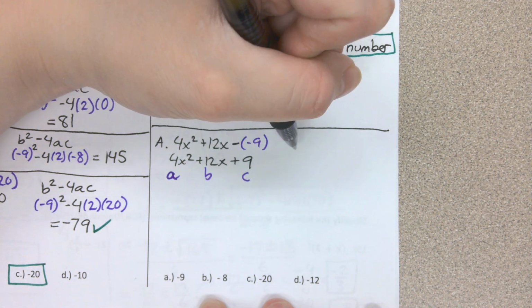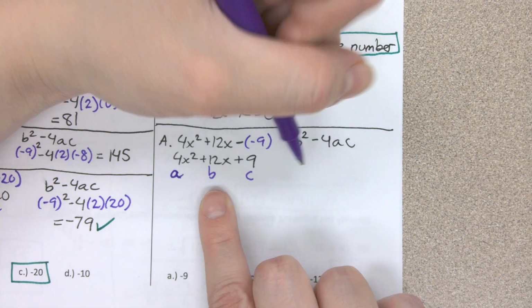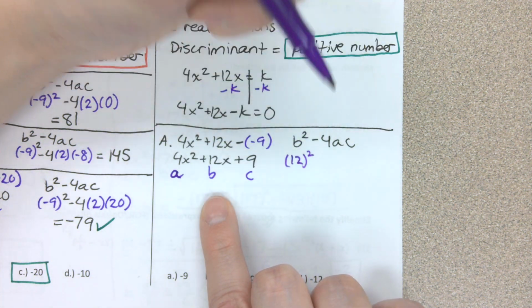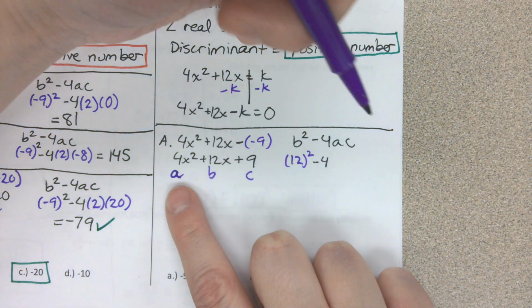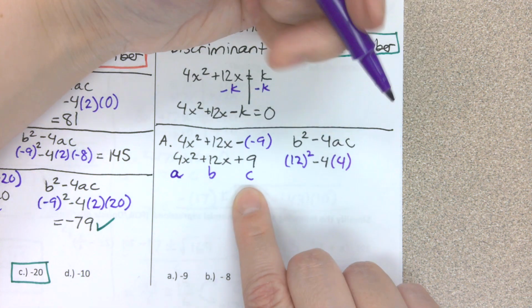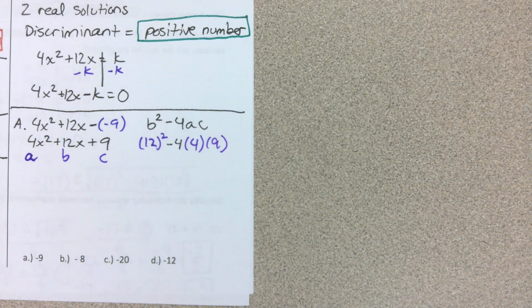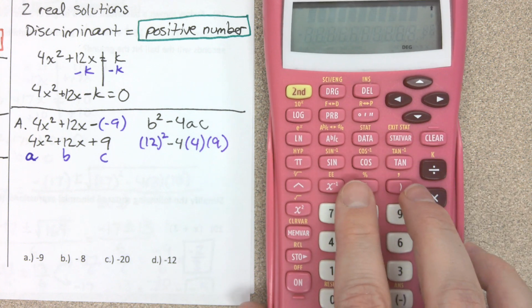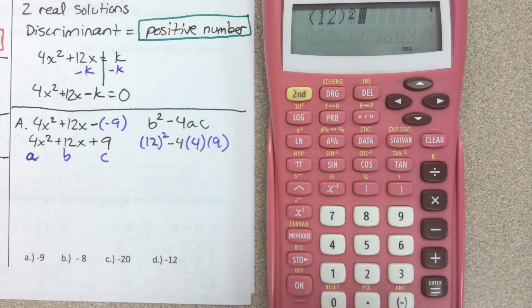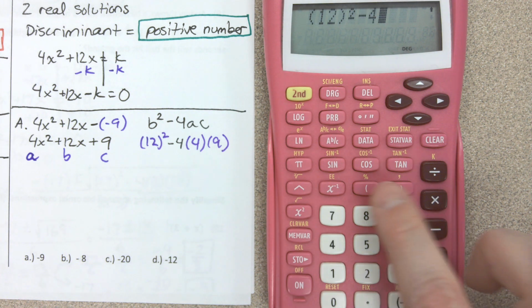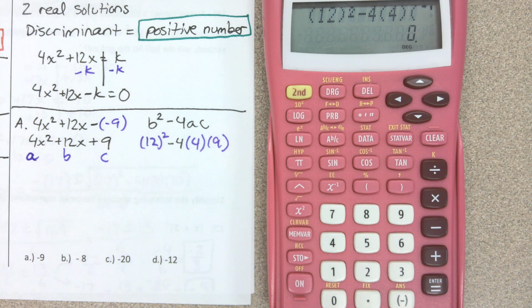And again, we're testing this with the discriminant. b squared minus 4ac. b is 12 squared minus 4 times a, which is also 4, times c, which is 9. Let's use the calculator here. We have 12 squared minus 4 times 4 times 9. And we got 0.